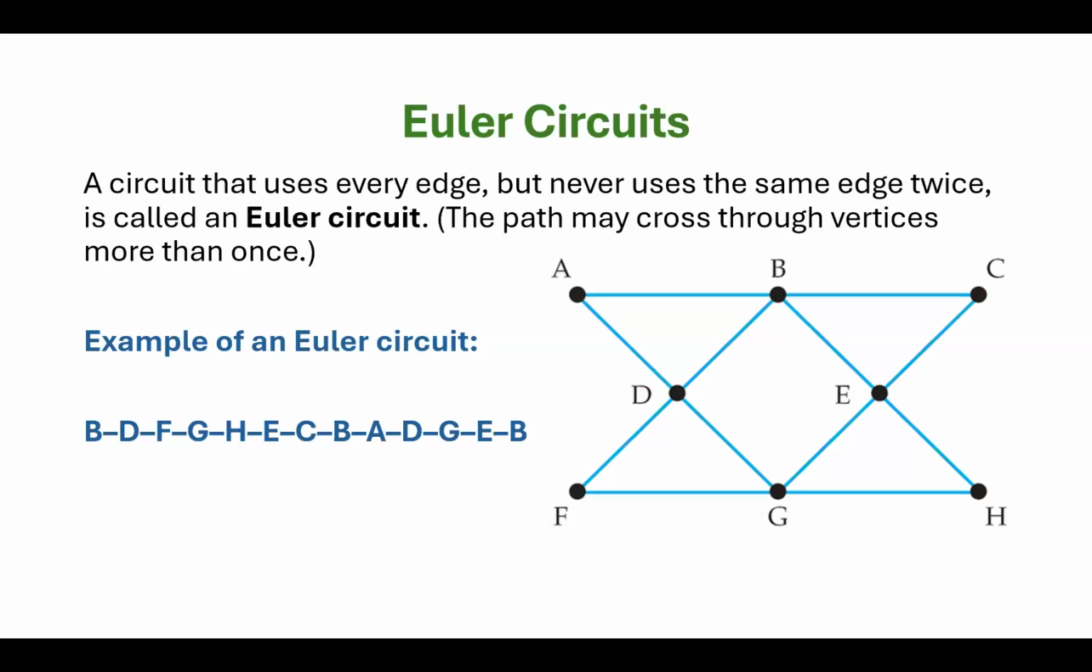If I wanted to represent it in letters, and the book does this, it's very common in our book, this is how they represent paths or circuits by giving you the sequence of letters. So it would be starting on B and then D and then F and then G and so on. And notice how it starts and it ends on B. So this creates a circuit. Actually, I passed through B. I started on B and then I passed once and I ended on A. That does not matter. That's why the definition says the path may cross through vertices more than once, but the edges themselves, the lines, were not repeated.